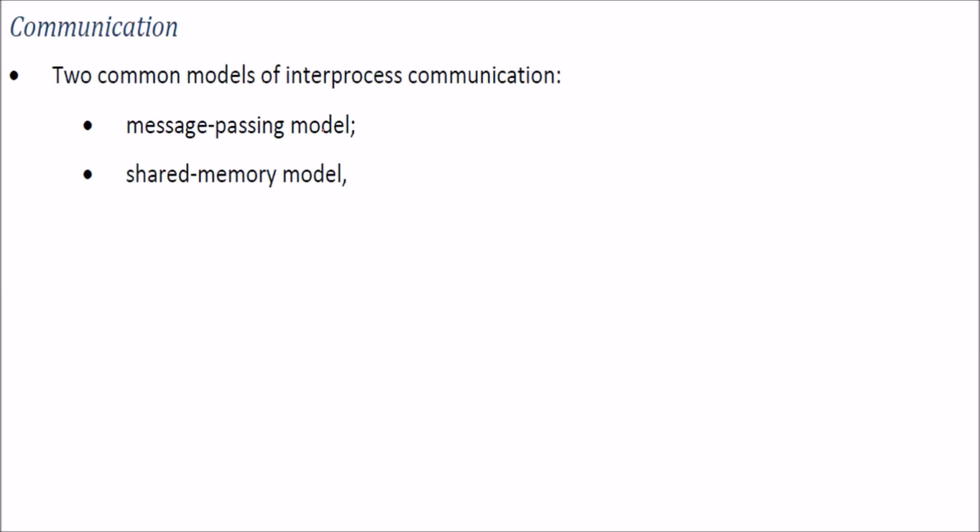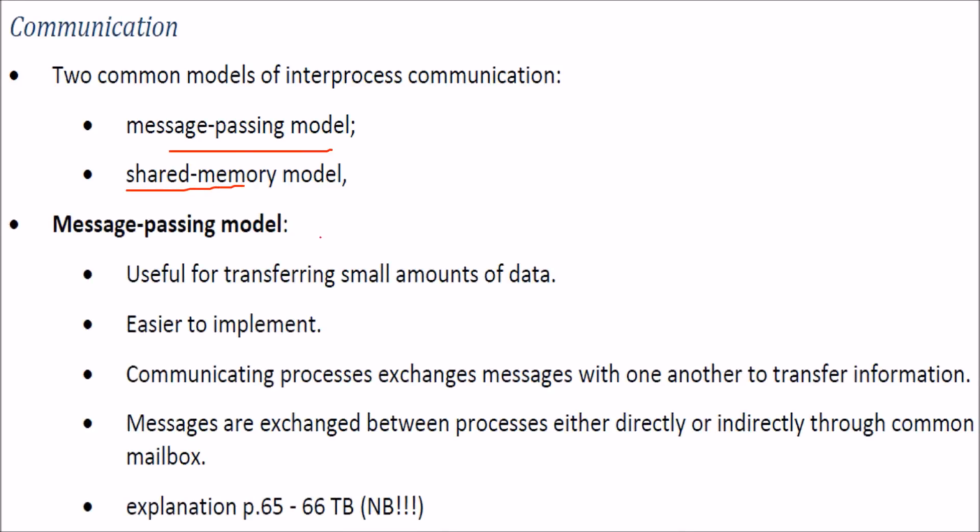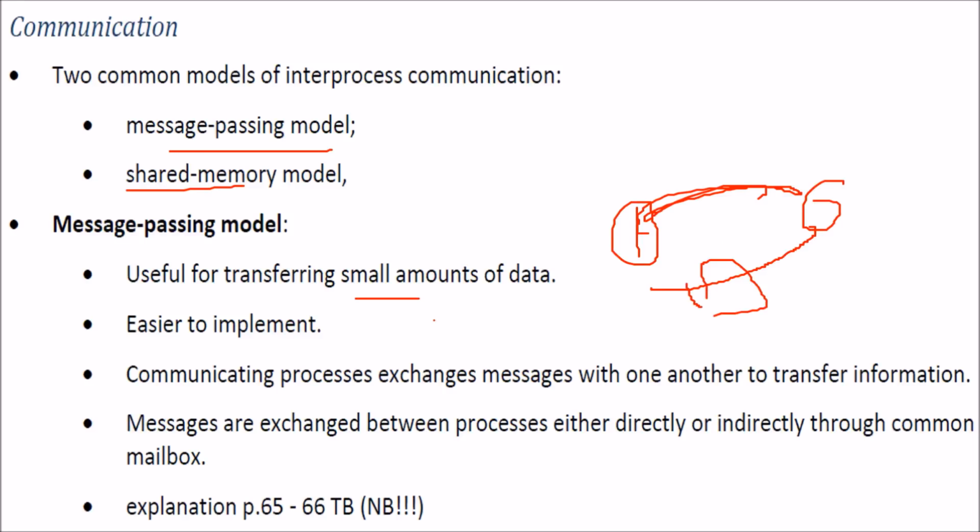Then communication. Two common models of interprocess communication are the message passing model and the shared memory model. What is message passing? When we have a very small amount of data, this is good and easier to implement. The communicating processes exchange messages with one another to transfer information, and these messages are exchanged between processes either directly or indirectly through a mailbox.